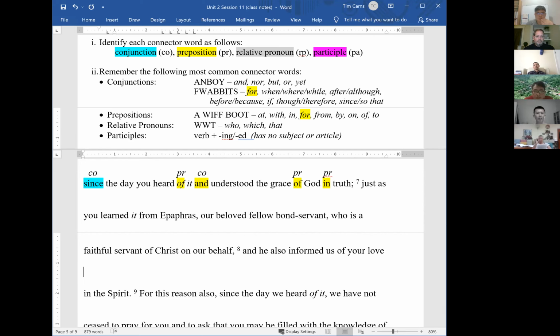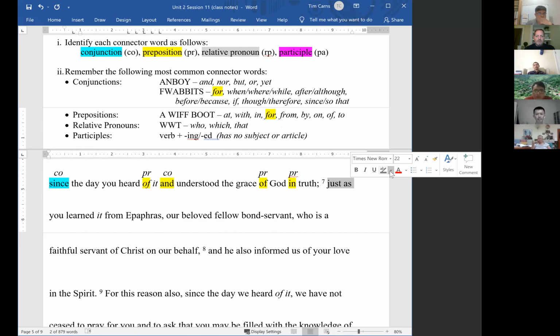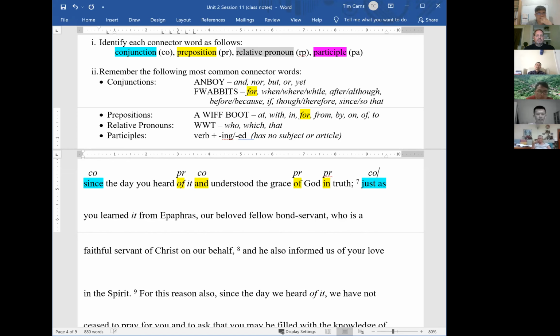Just as is conjunctions. Yes, we saw that just a moment ago in the previous verse. Good. Subordinating conjunction. And yes, you learn it from. From is a preposition. Good. And notice, by the way, the "it" there is italicized, so it's just something that New American Standard added. Just FYI.